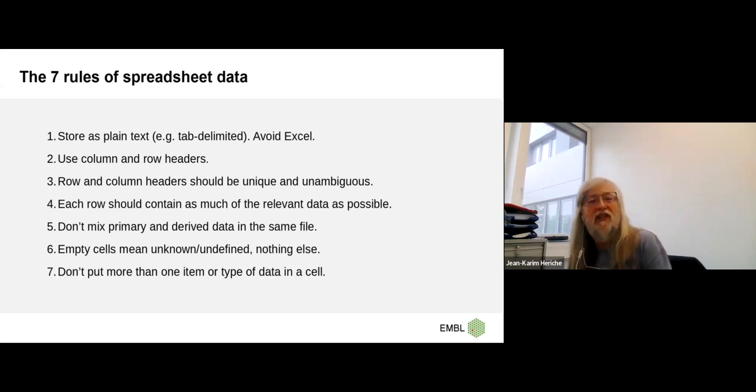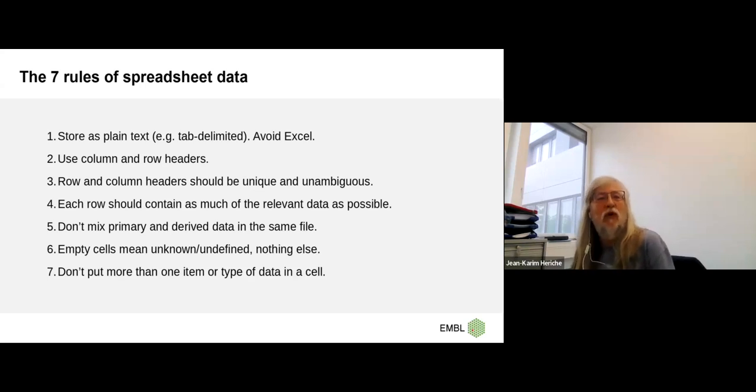And you don't want to mix primary and derived data in the same file. So if you have derived data, you don't create another table below the first one, or append to the original one, you just create another file. Also, the meaning of empty cells should always be unknown or undefined. If you leave a cell empty, that's what it means. It doesn't mean 0, it doesn't mean some other number or something else.